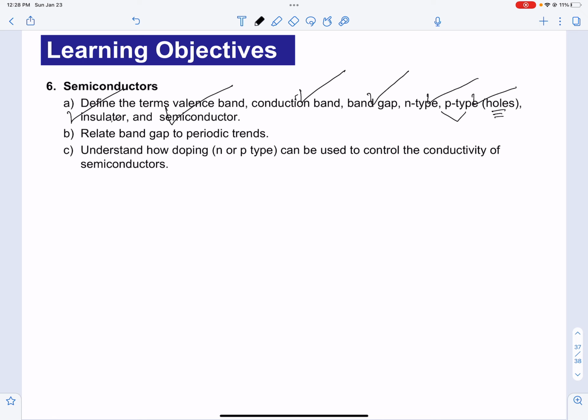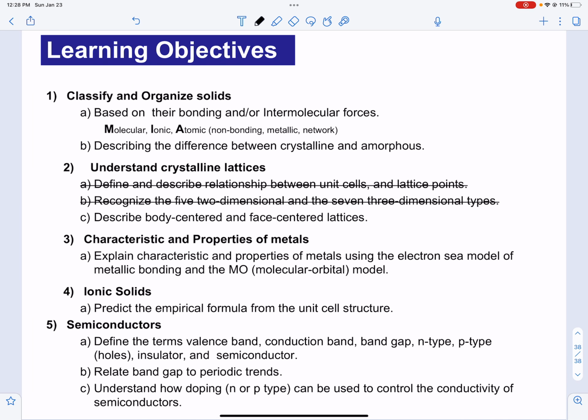We know how we can relate the elements on the periodic table to the relative size of the band gap. And now, given an element, you can start selecting from the periodic table what other elements will make it a p-type or n-type doped semiconductor. And with that said, we are done with this chapter.